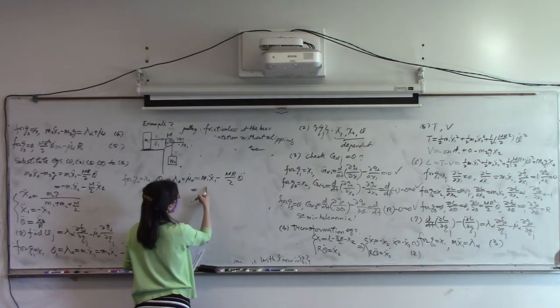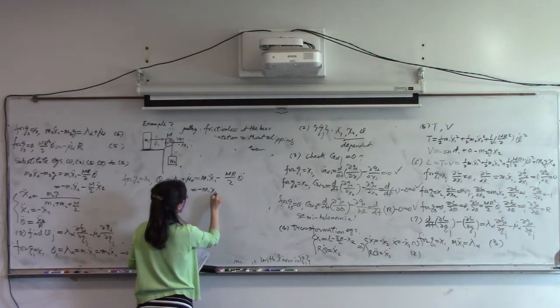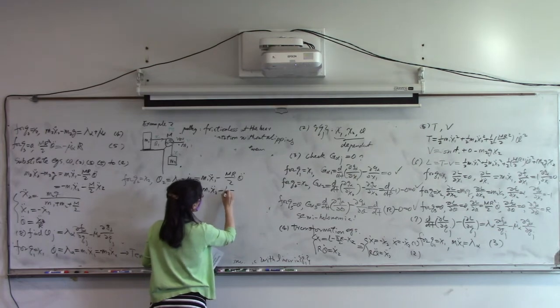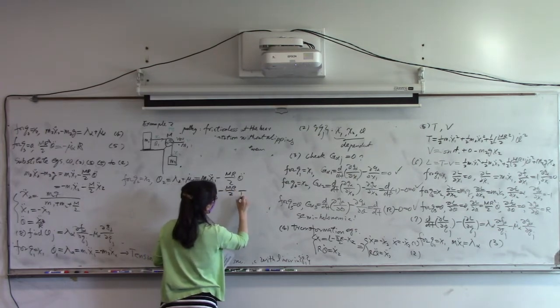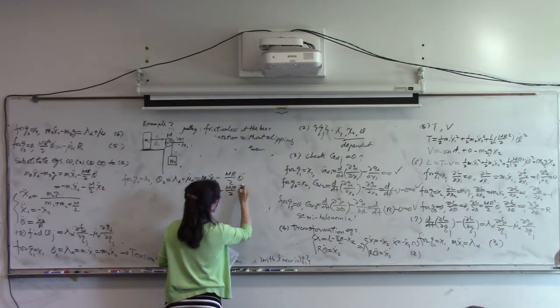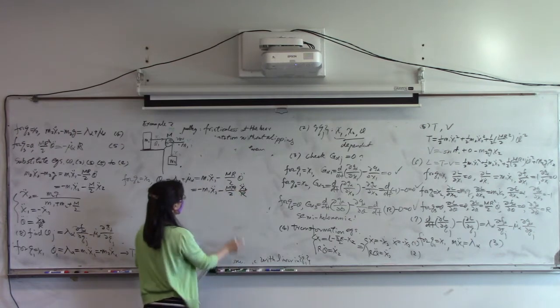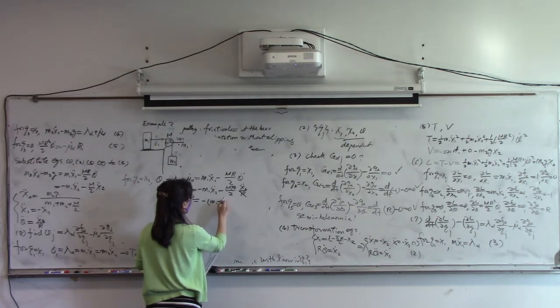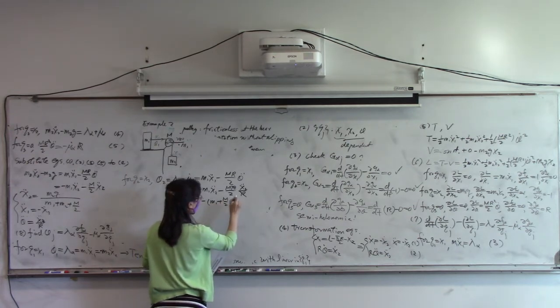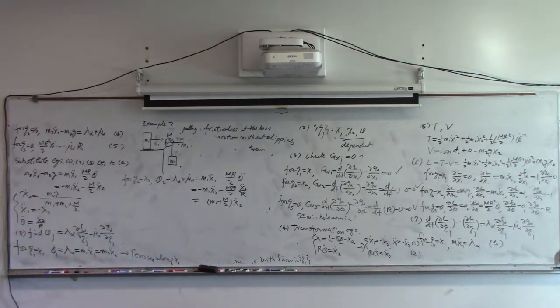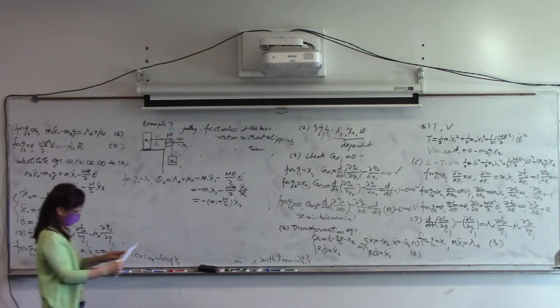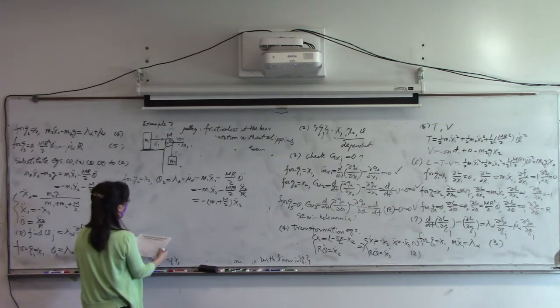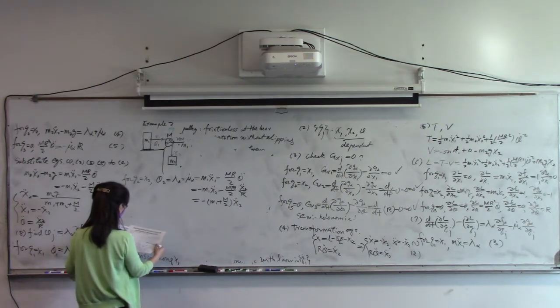Then we know x1 double dot is minus x2 double dot, and this one is r x2 double dot, right? So r cancels. Then you will have minus m1 plus 2 and x2 double dot. And x2 double dot is already here. So that is the second one.